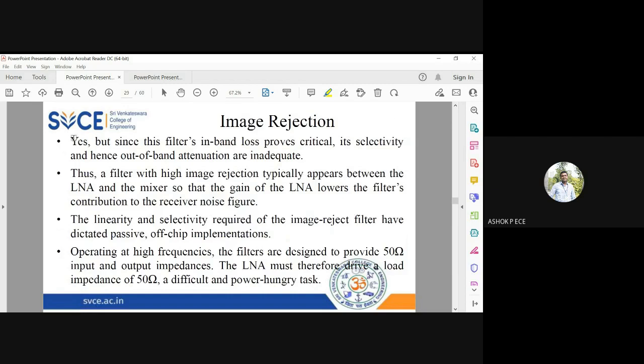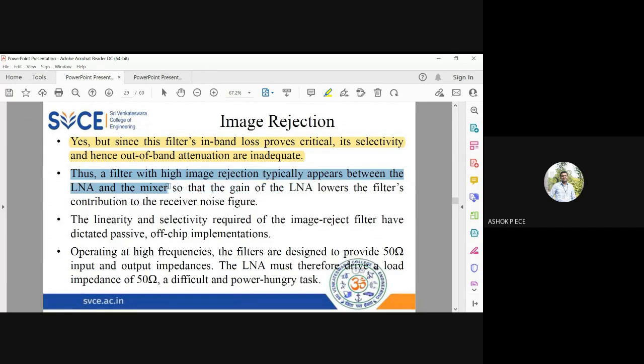Signal. Yes, but since the filter's in-band loss proves critical, the selectivity and out-of-band attenuation are quite inadequate. You can use it provided the filter characteristics are not changed. So the filter with very high image rejection usually appears between the LNA and the mixer.